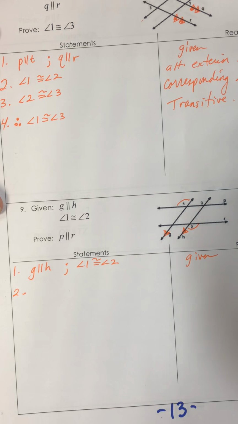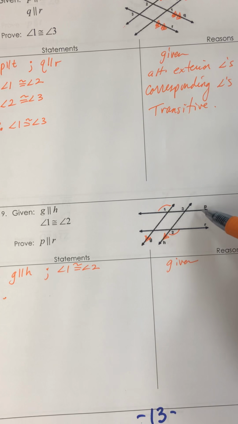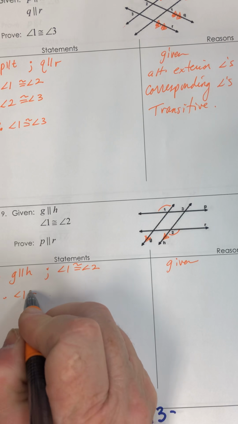Okay. What do we know? Well, let's see. Parallel lines, transversal. We want to prove that P is parallel to R. So if we could show that 2 is congruent to 3, then those would be alternate exterior angles with P and R on this transversal. Okay, so we could get 3 congruent to 1, parallel lines cut by a transversal. 3 is congruent to 1 because they're corresponding. So we're going to say that angle 1 is congruent to angle 3.